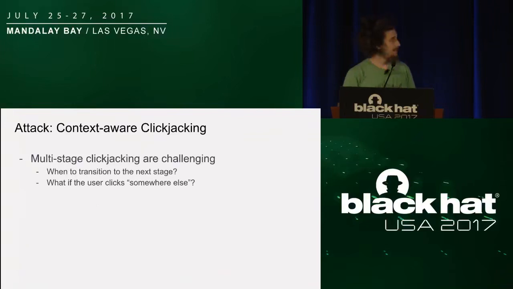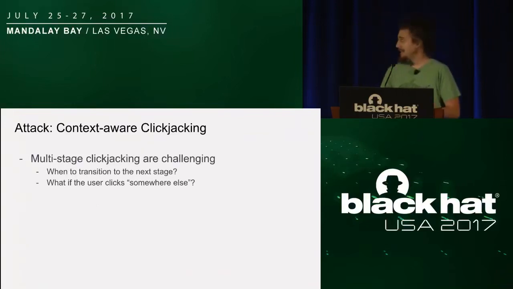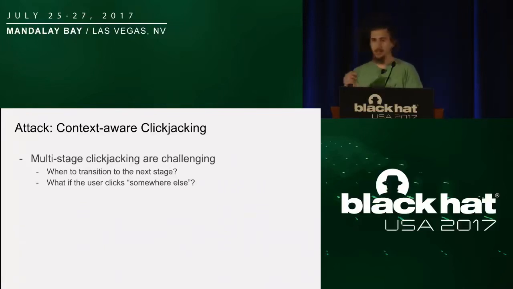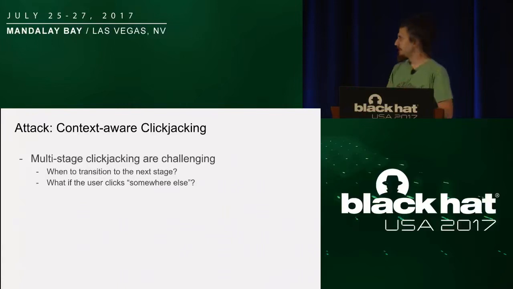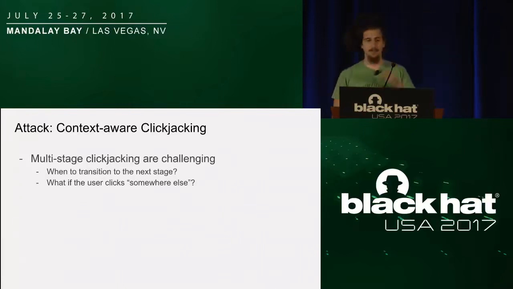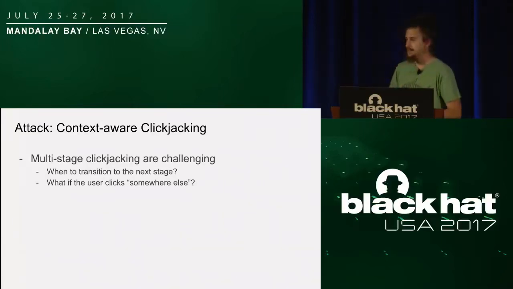I'm going to start with an attack we call context-aware clickjacking. And clickjacking can be tricky when you need to have multi-stage settings. The question is, where did the user click? Should I move to the next stage or not? And things like this. So what if the user clicks somewhere else? Do I need to reset myself? So there are a number of uncertainties that might arise.